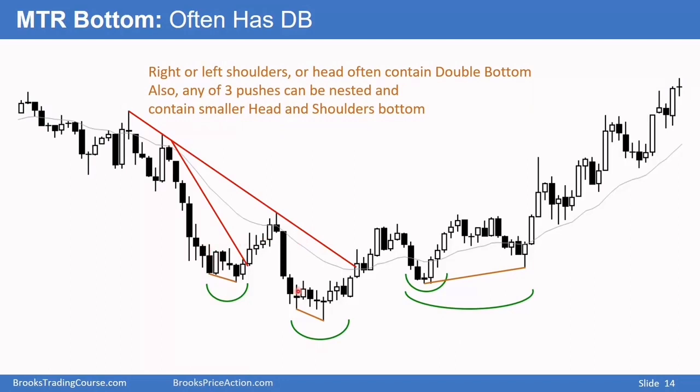The left or right shoulders and the head often contain double bottoms. Here we have a double bottom for the left shoulder, for the head, and for the right shoulder. You could also call this a small head and shoulders bottom: left shoulder, head, and right shoulder. So we have nested reversal patterns. Within the large head and shoulders pattern, there are smaller reversal patterns as well.